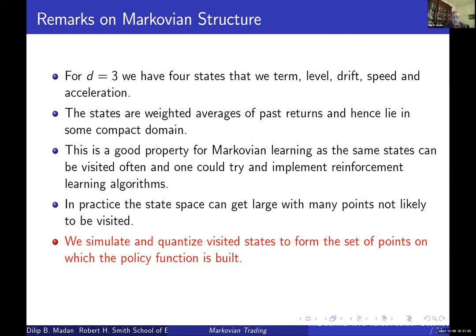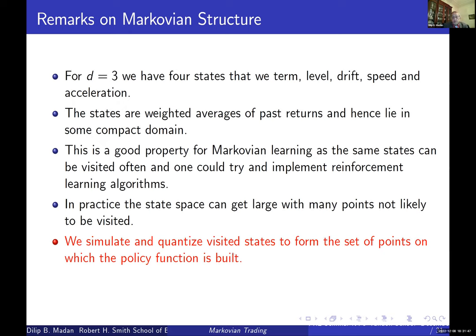Now, to build the state space, if you go to dimension four, D equals three, dimension four, you're going to be in a four dimensional space, and you want to do a Markovian optimization in four dimensional space. You know, grid searches are ridiculous, getting extremely expensive. And also you're going to be spending your time working on points that you'll never visit, okay? And so what we do is we simulate the model and develop a whole lot of states that are actually visited.